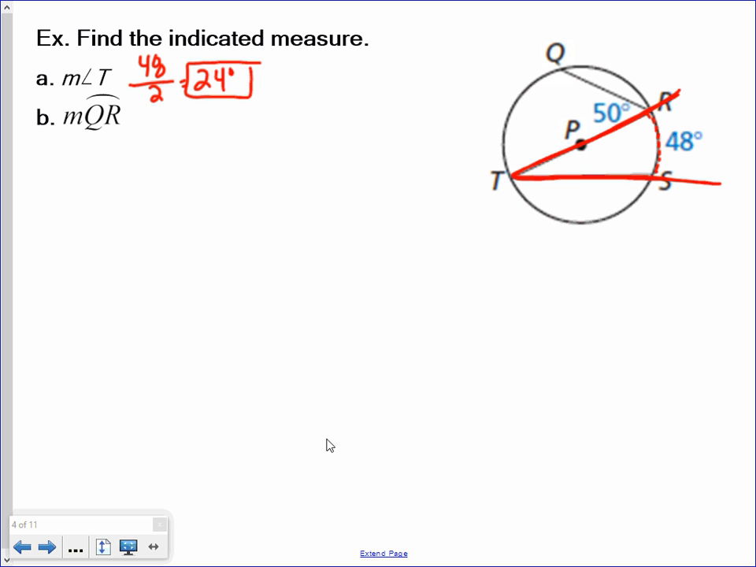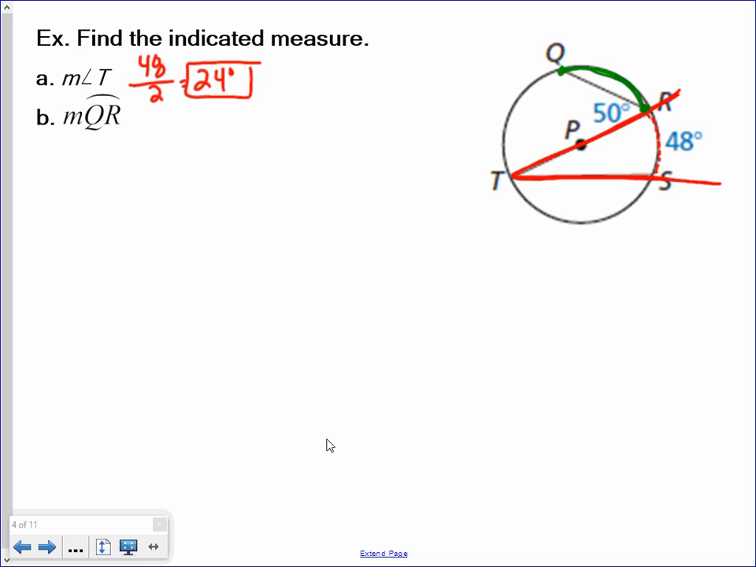Okay, then it says find measure arc QR, which is this arc right here. Now, we don't have an angle directly, so we're going to have to do a little bit of extra work here because we don't have an angle directly cutting off that piece of the arc. If we had an angle that was intersecting that arc, we would be able to just take that measure and double it, but we don't.